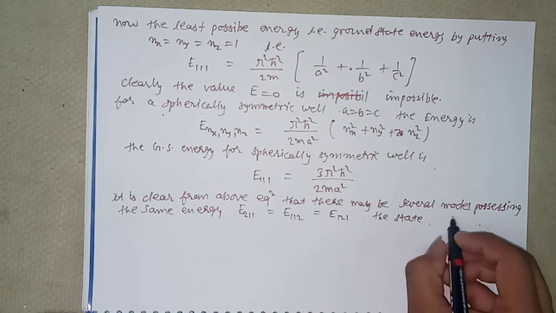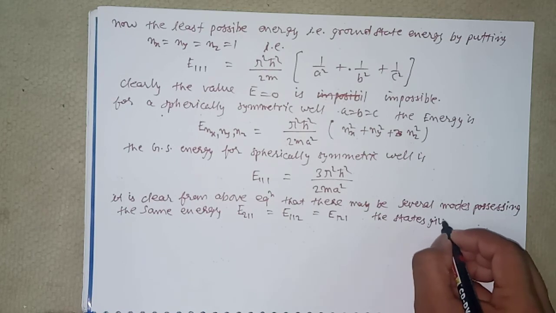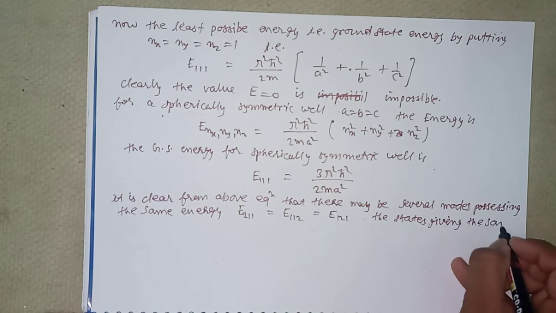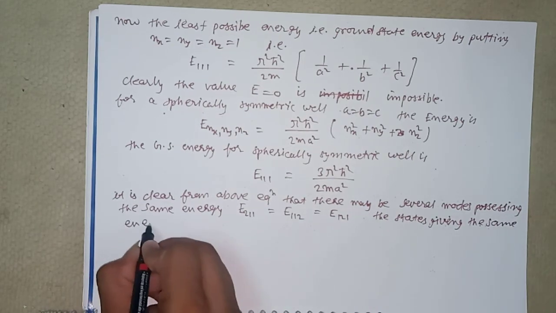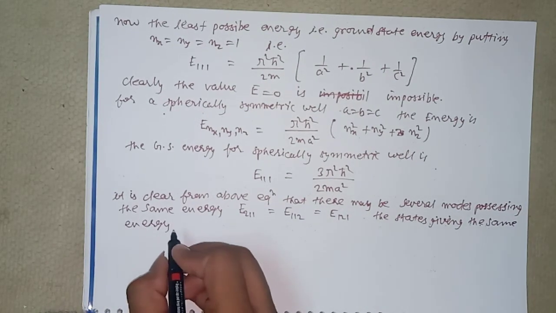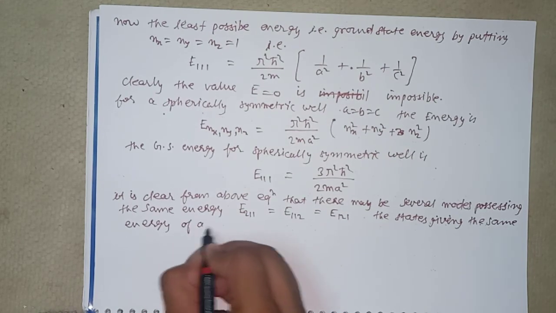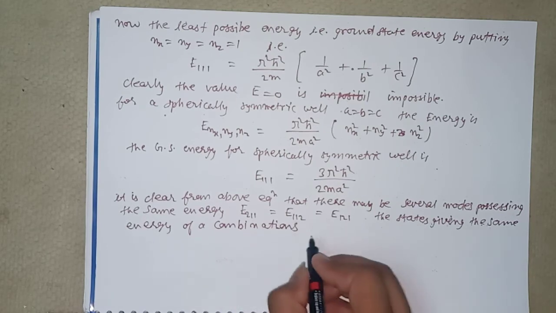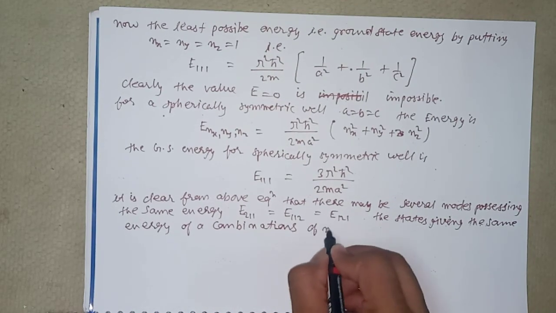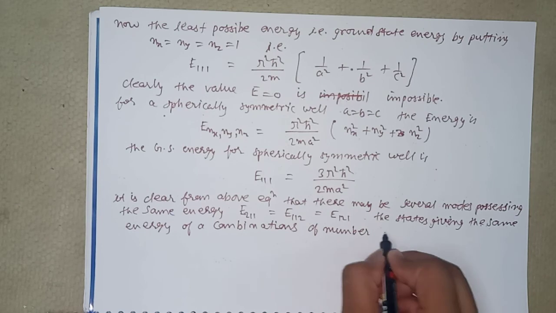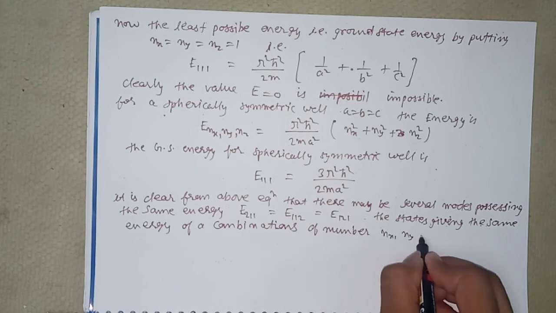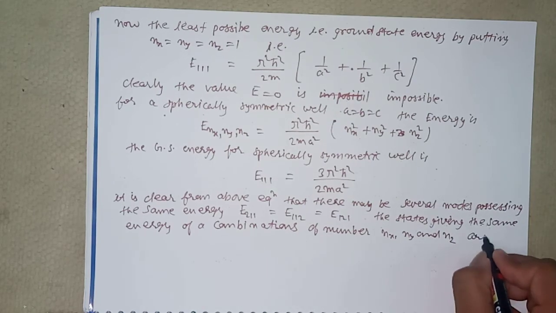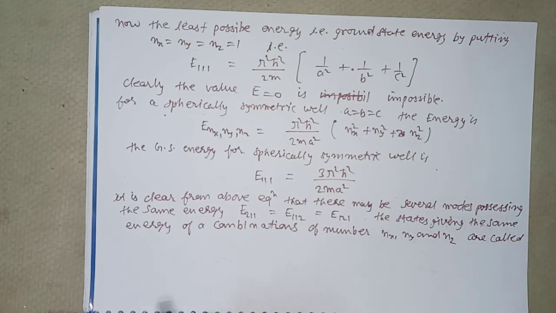The states giving the same energy for a combination of quantum numbers nx, ny and nz are called degenerate states.